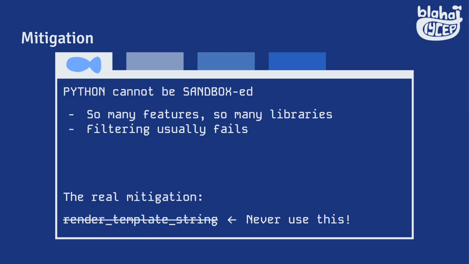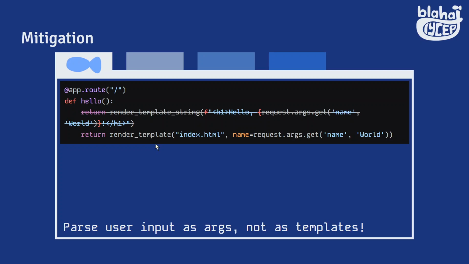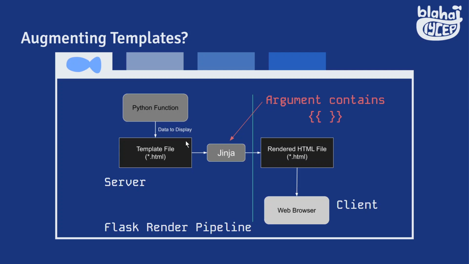So the best way to mitigate is really just to never use render string template, because that opens the door up for injection straight into the template file, which is something that you do not want to do. So what you should do instead is do render template and use your files and you put your name here instead. You pass your user string inputs as arguments, not as templates. So what happens is that it will become arguments to the renderer. It will become arguments to Jinja. It won't be straight into the template file itself.